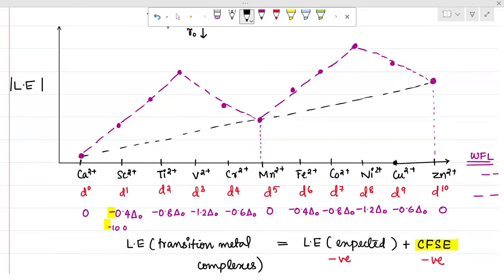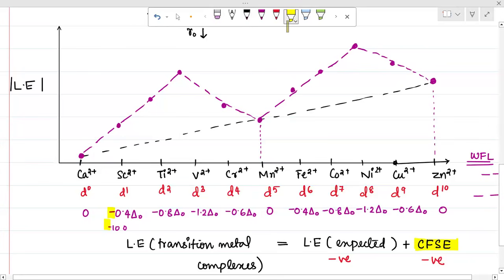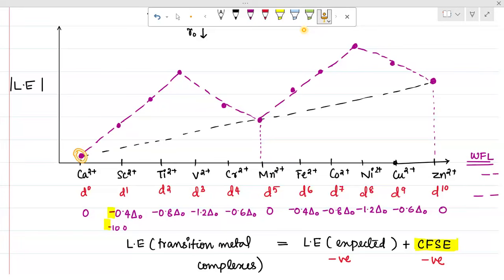Now, what we said is actually lattice energy is not the only contributor. CFSE also contributes, which is also negative. So in totality, lattice energy is negative, to which you add CFSE, which is also negative. So as a whole, it becomes more negative. How much more is shown by the violet dots. So calcium, manganese, and zinc align with the expected value because CFSEs are 0. While for others, you see a trend like this, out of which the nickel complex shows the highest lattice energy. I hope you're getting it.